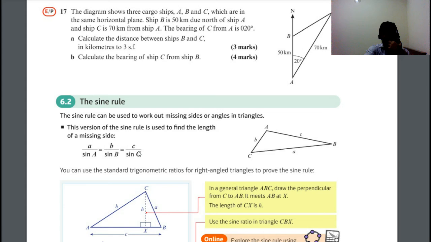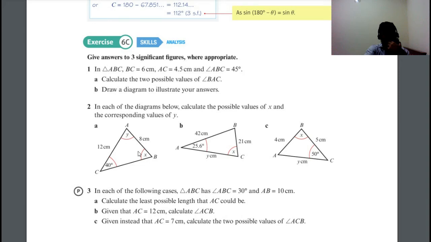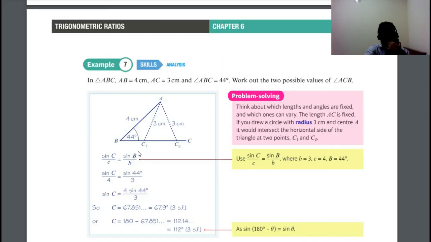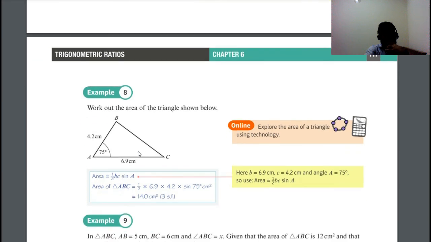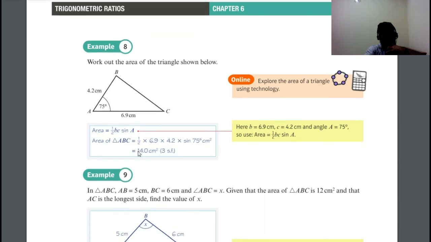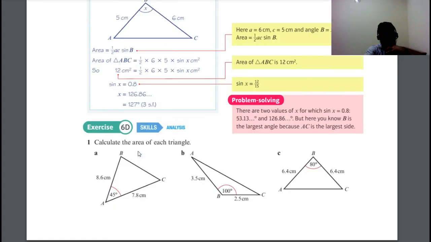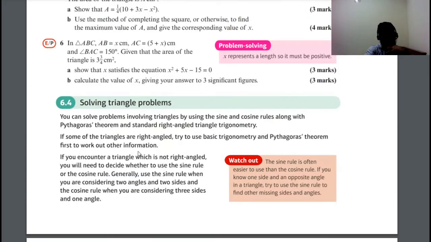What does it use? Sine rule. Area of triangle is half bc sine a. This is fine.